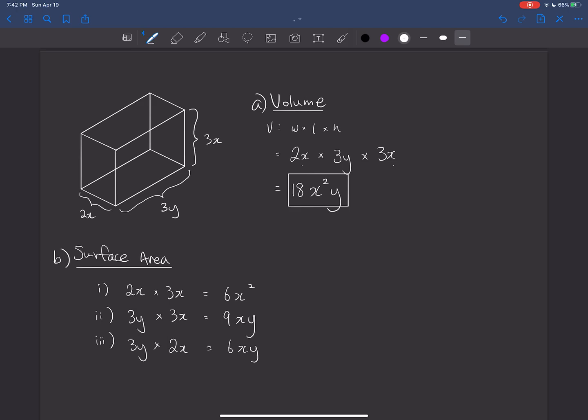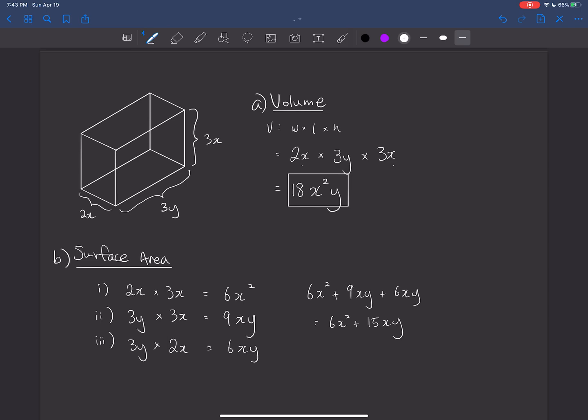And if we add them together, we get the total area of the three rectangles. So 6x squared plus 9xy plus 6xy, and we group the like terms. This would be 6x squared plus 15xy. And like we said earlier, this is only one of each pair of rectangles that are in the surface area. So the total surface area would be 2 times this.